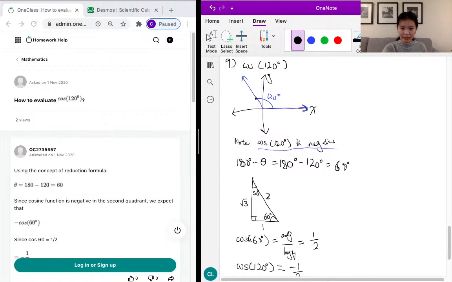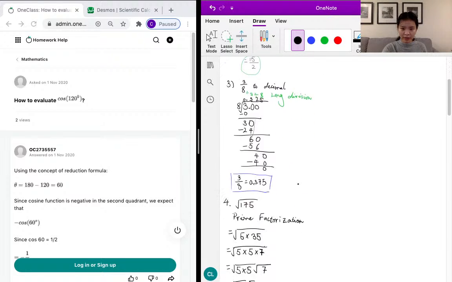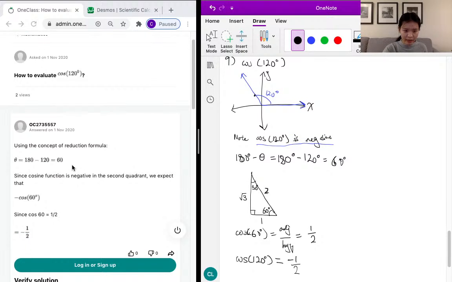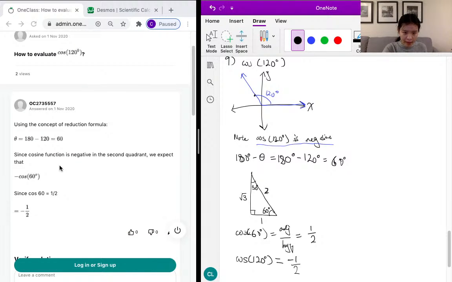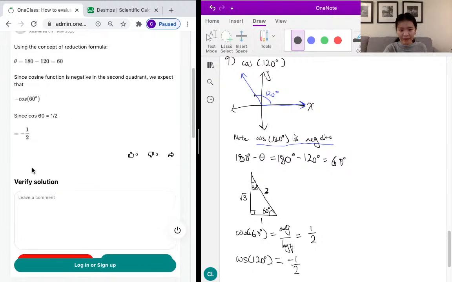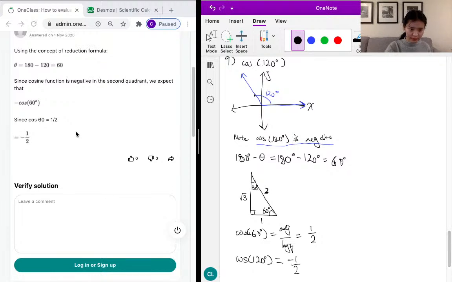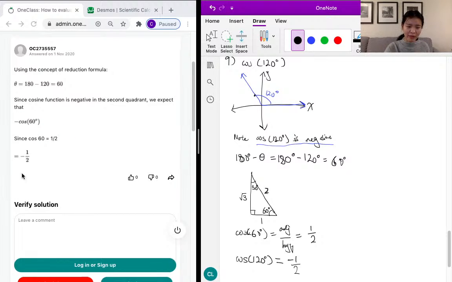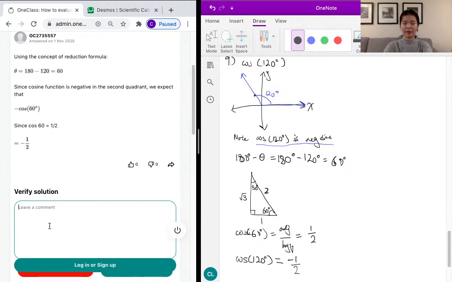Now let's check out the sample solution given. In the sample solution, they also try to find the reference angle. They also write that the reference angle is 60 degrees. And yes, the cosine function is negative in the second quadrant, so we have negative 1/2 as the cosine of 120. It might be a little confusing that they wrote cosine of 60 equals 1/2 equals negative 1/2, but they just meant that the cosine of 120 is negative 1/2. Or at least I suppose that's what they meant.